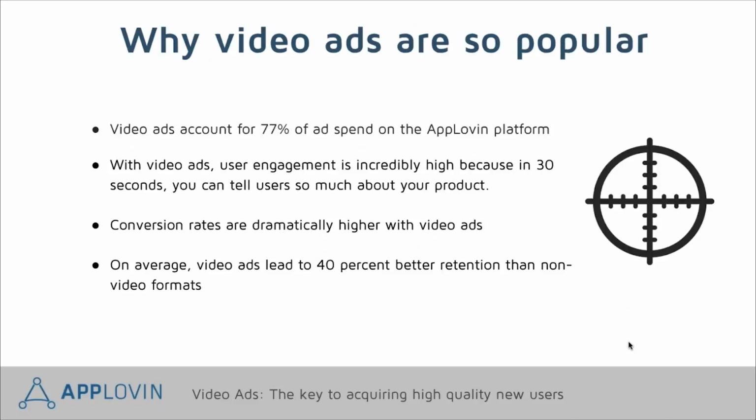Overall, video ads account for about 77% of our business in terms of ad spend, so the value proposition is really high. Video is the most highly demanded ad unit in mobile today because the user engagement is so high. If you think about this, it's basically a 30-second TV-style commercial that tells the user a lot about your product.